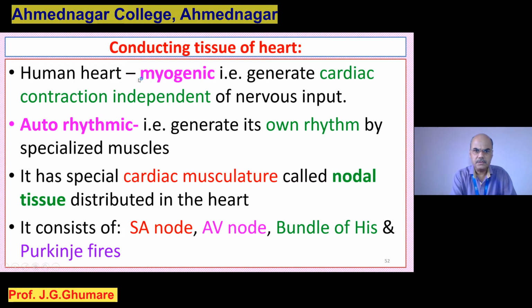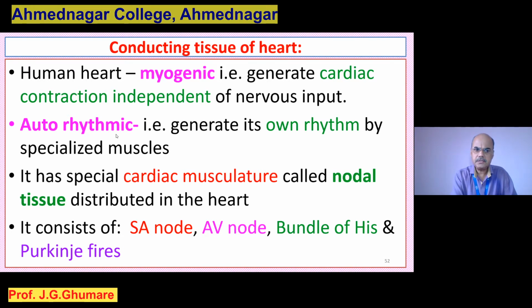Myo means the muscle. It generates the contraction and relaxation independent of the nervous system. So our heart will keep on doing contraction and relaxation independent of the nervous system, independent of the brain. Ultimate control is with the brain, remember. But the contraction and relaxation will be brought about by specialized muscles present in the heart, and this is called the myogenic type of heart.